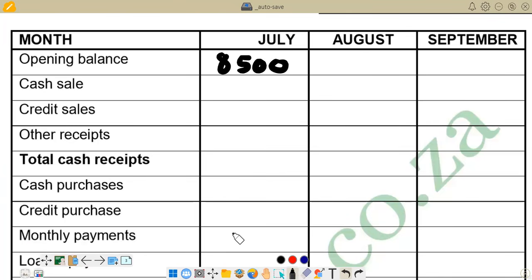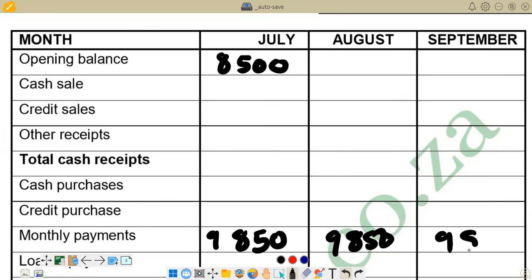So it's on monthly payments here. You see, that's where we have got monthly payments. It's 9,850. It is going to apply here again, 9,850. And you also have 9,850. So that's what we have.